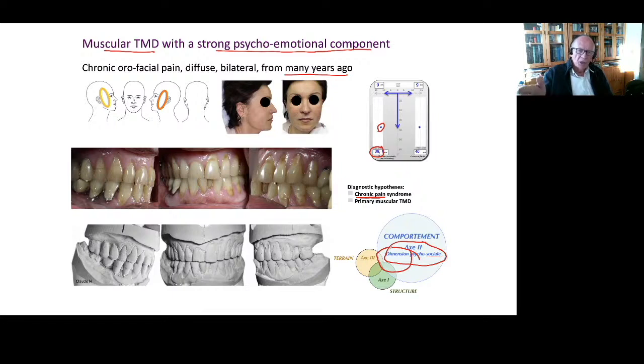A splint can help this patient, yes, for a few weeks. And if you ask the patient, do you have a splint before? Oh, yes, I have had 4 times, four or 10 splints. You understood that first. Think about the psycho dimension.